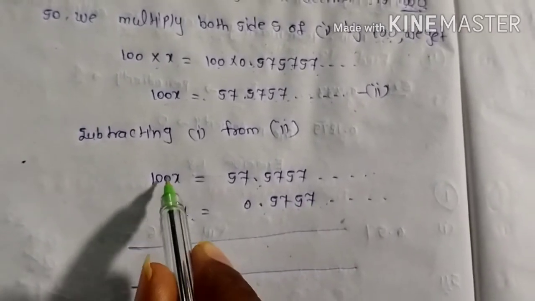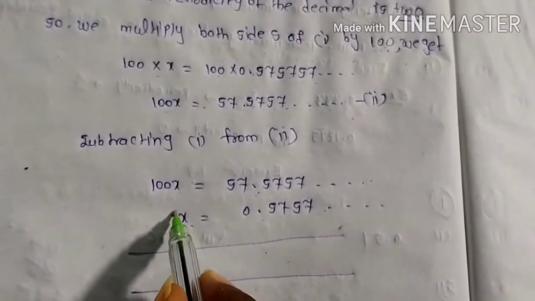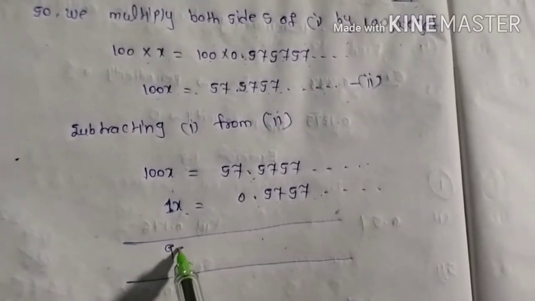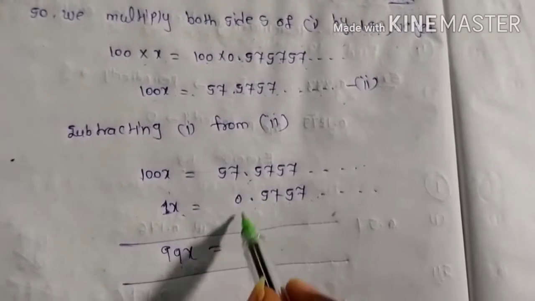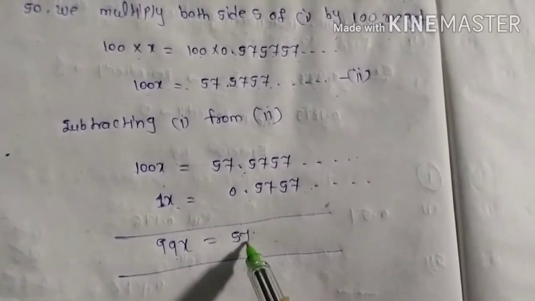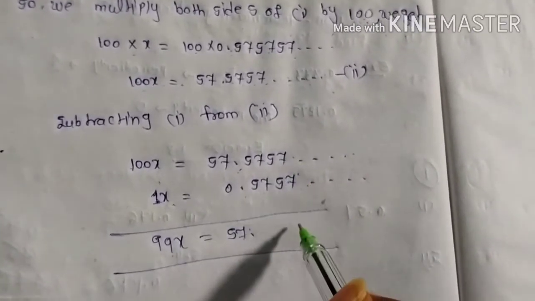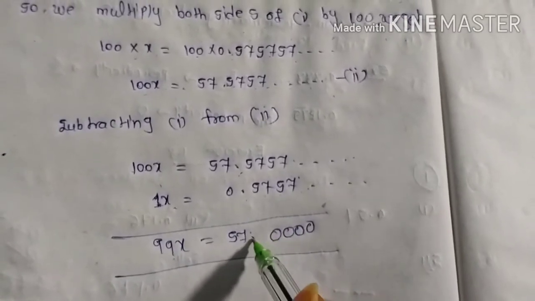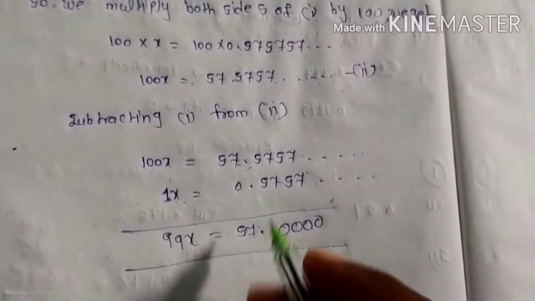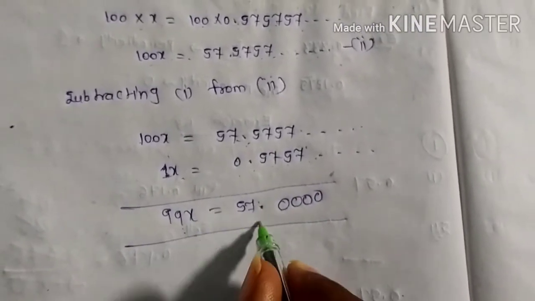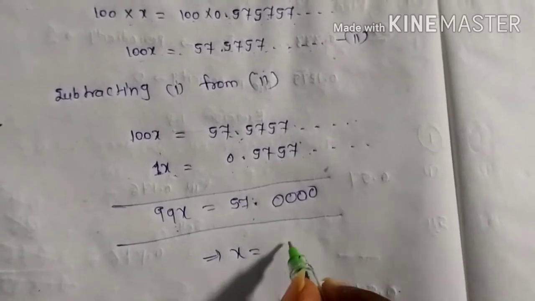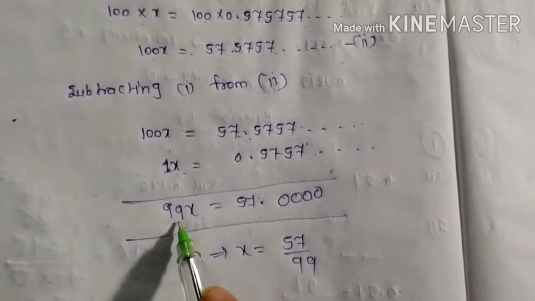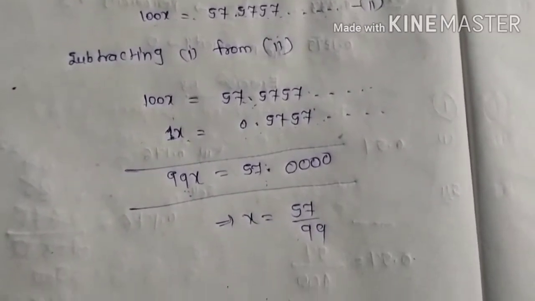You can subtract: 100x minus x. That means here, by default, it is having 1, or not? That means 100x minus 1x. How much is that? Can I write 99x, or not? Yes, 99x is equal to 57. Already you know that 7 minus 7 is 0, 5 minus 5 is 0, 7 minus 7 is 0, 5 minus 5 is 0. That means 57.5757 minus 0.5757 is 57 only. So 99x is equal to 57, which means x is equal to 57 by 99, or not? Yes. Why? Because you can transpose 99 to the RHS, you will get 57 by 99.